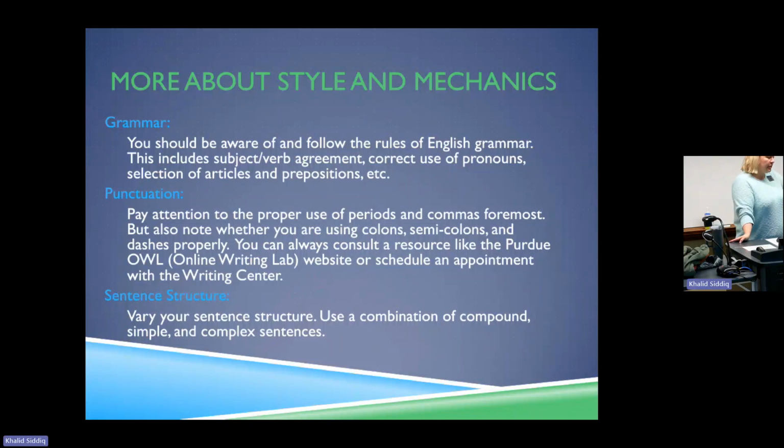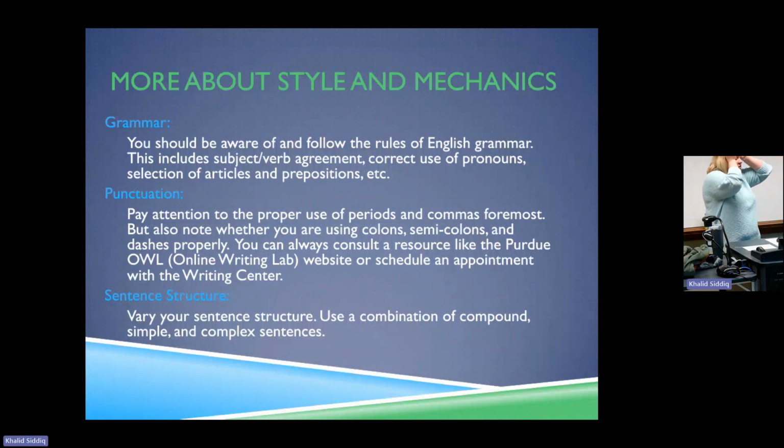Punctuation. We especially want to pay attention to periods and commas, but we also want to make sure we're using other types of punctuation correctly, colons, semicolons, and dashes. The Purdue OWL is an online resource that's a really good resource for you to use for grammar questions. Also, definitely come see us at the Writing Center. We're on the second floor of the library, if I haven't said that already.